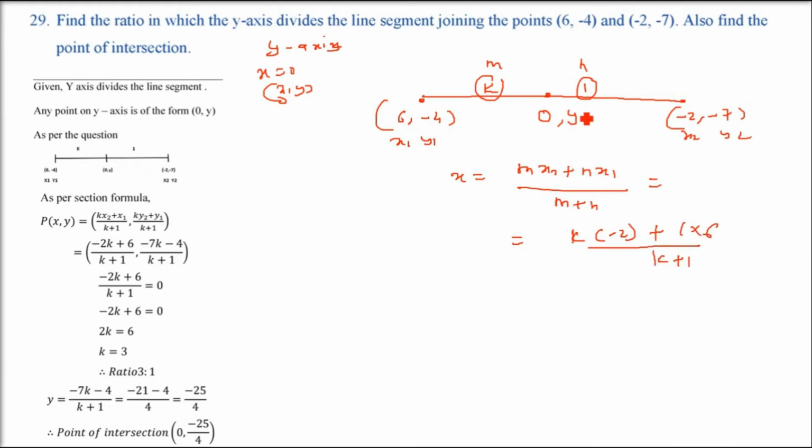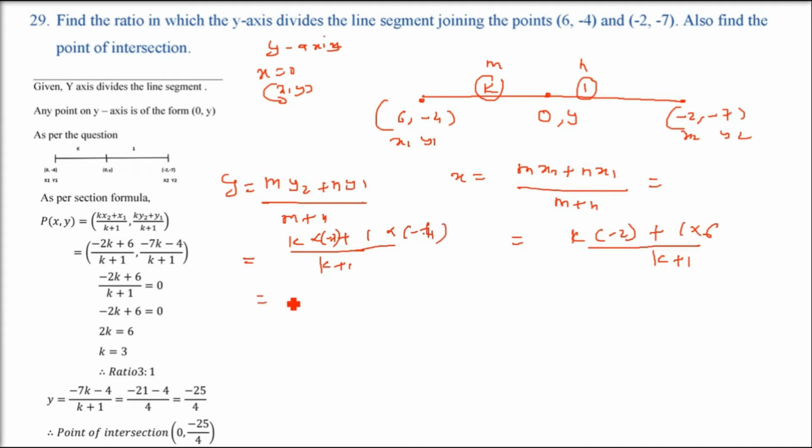So this is, and let us find out y also. Y will be (my2 plus ny1) by (m plus n). So m and n are k and 1, so k plus 1 will come in the denominator. Here k and here 1. And what is y2 and y1? y2 is minus 7 and y1 is minus 4. So you get minus 7k, and here y1 is minus 4, minus 4 into 1 is minus 4. So it will be (minus 7k minus 4) by (k plus 1).